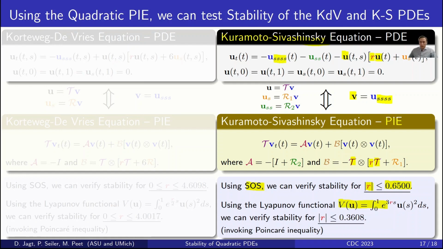Whereas using a fixed Lyapunov functional, as in over here, we can verify stability analytically for only R smaller than 0.3608. So clearly, again, this analytic result is conservative, and it's unclear how accurate our numerical result is.